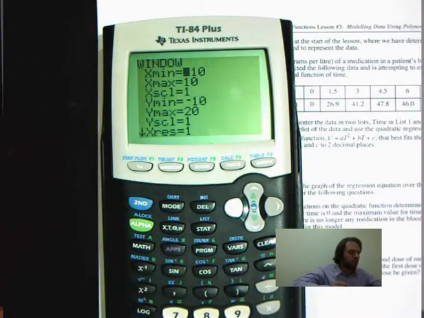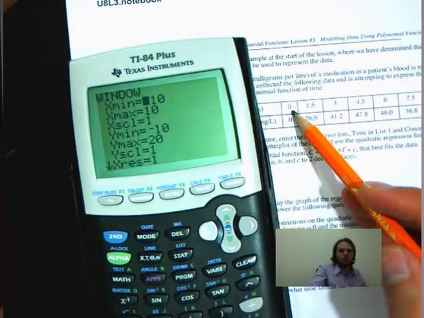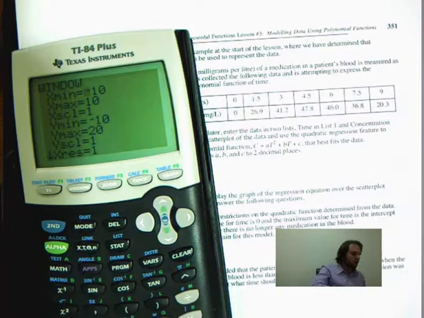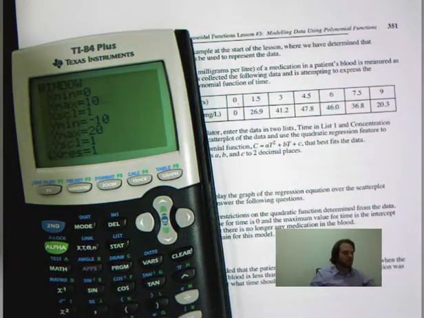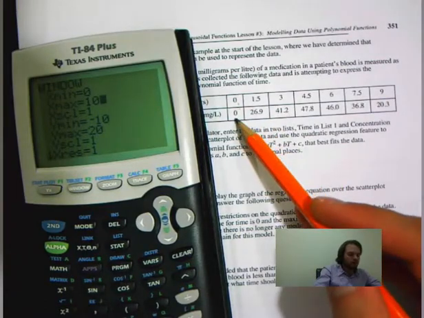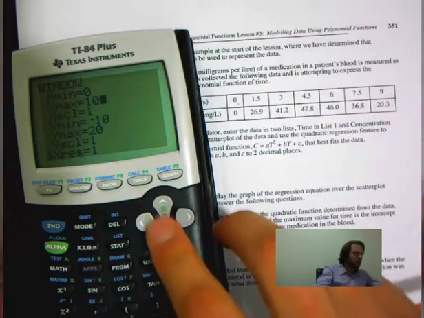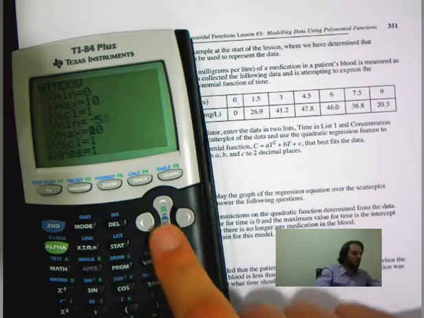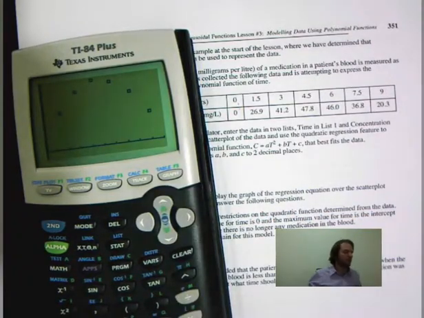I put on my stat plot, but I first have to make my window work. For my x, we don't go below 0, but we go all the way to 9, so I'm going to go from 0 to 10, just to see everything. Now let's take a look at my y. We go from 0, and what's my max? 47.8. I'm going to go a bit below, to -5, just so I can see a bit below it, and I'm going to say my max is going to be 50, so I have a little bit of a view.